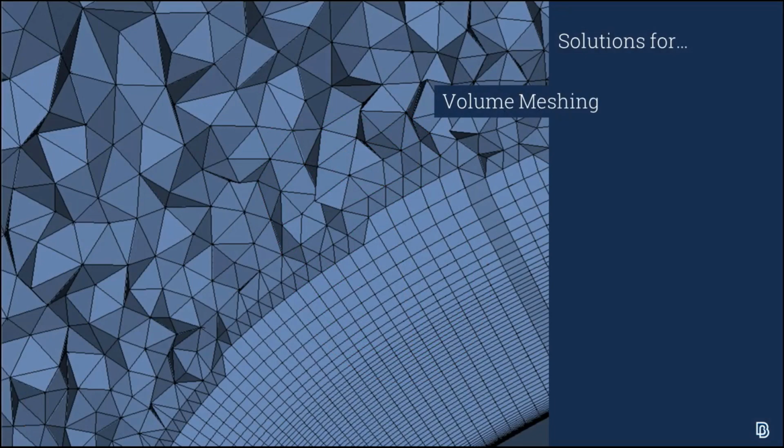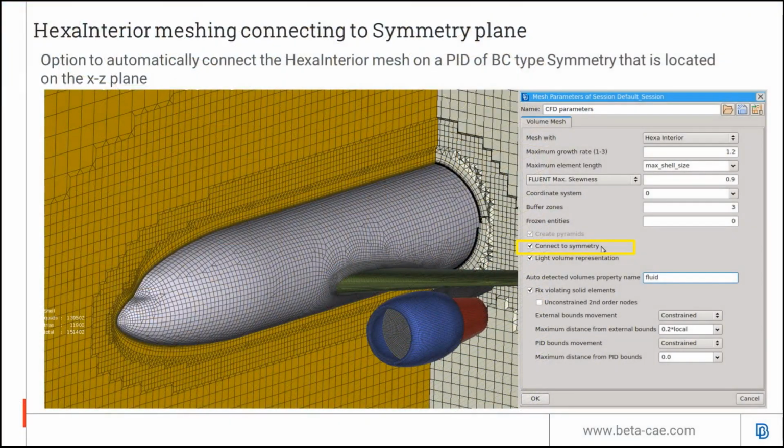Moving on to volume meshing. Hexa Interior now has a new option. It's called Connect to Symmetry. And this will allow the hexes to connect right to the symmetry plane and avoid a buffer zone of pyramids and tetras. For this to take place, the boundary condition on the symmetry plane must of course be type symmetry, and it must lie on the XZ plane. By enabling this option, Hexa Interior will connect on it with pure hexes.